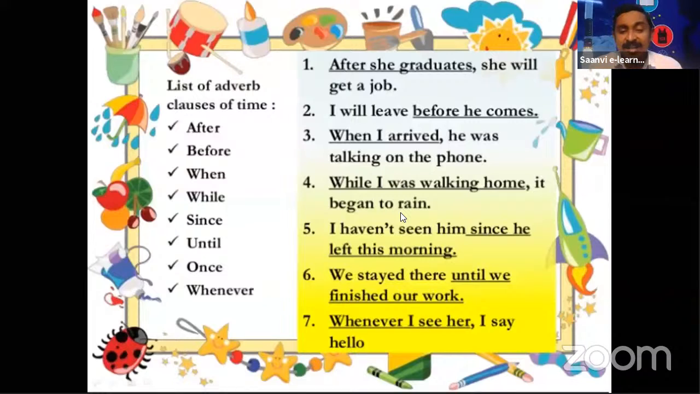Whenever I see her, I say hello. When do I say hello? Whenever I see her. That is why these are all examples of adverbs of time, or adverbial clauses of time, especially adverbial clause of time. We'll have a very simple exercise. I'm going very detailedly into this topic.